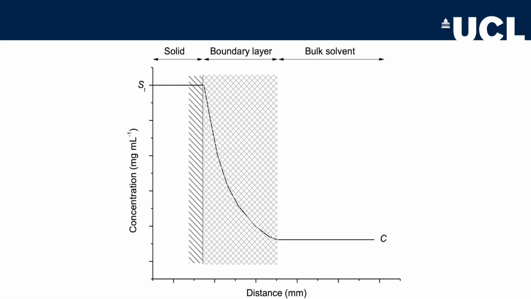In fact, the concentration can usually be assumed to be saturated at the surface of the particle and will reduce as the distance from the surface increases because of diffusion of the solute. If we were to plot this as a graph, we would see something that looks like this. The region surrounding the surface of a dissolving solid, where the concentration of solute is higher than that in the bulk solution, is termed the boundary layer.